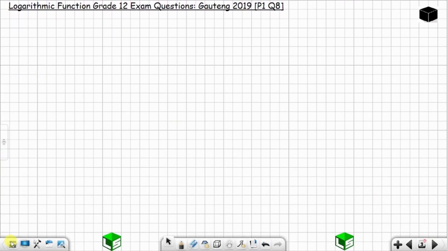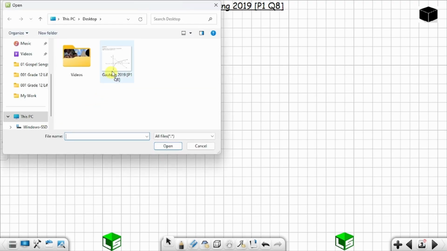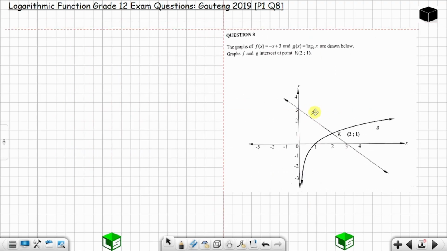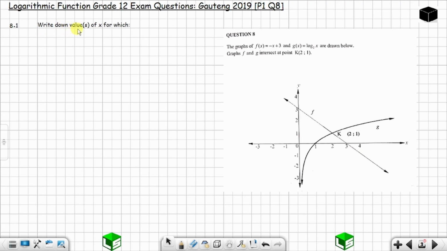Okay, let me get the question again. Question 8, this is the question. Okay, question 8, right? 8.1, write down values of x for which 8.1.1 f of x minus g of x is greater than 0. The question is 2 marks. 8.1.2 g of x times the inverse of g of x is less than or equal to 0. The question is 2 marks.